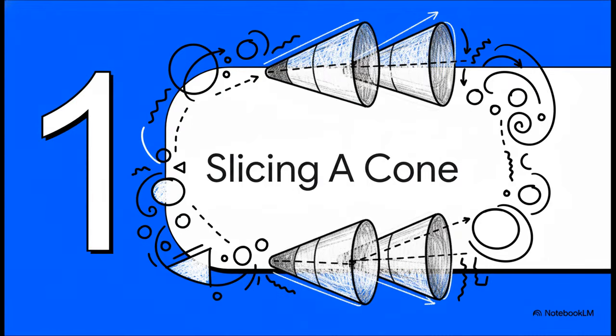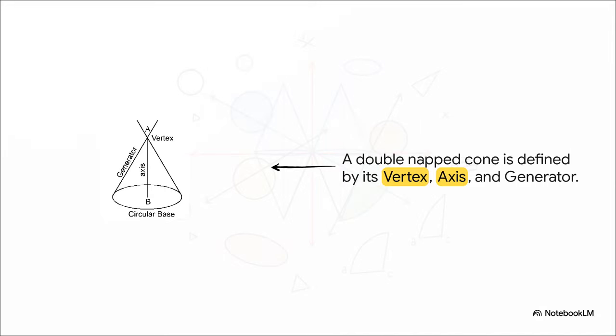Well, to really get it, we need to understand our starting point. And it's not just one cone. It's what mathematicians call a double cone. Looks a bit like an hourglass, right? Here it is. All you do is take a straight line, that's the generator, and you spin it around a central pole, the axis. Where they meet in the middle, that's the vertex.